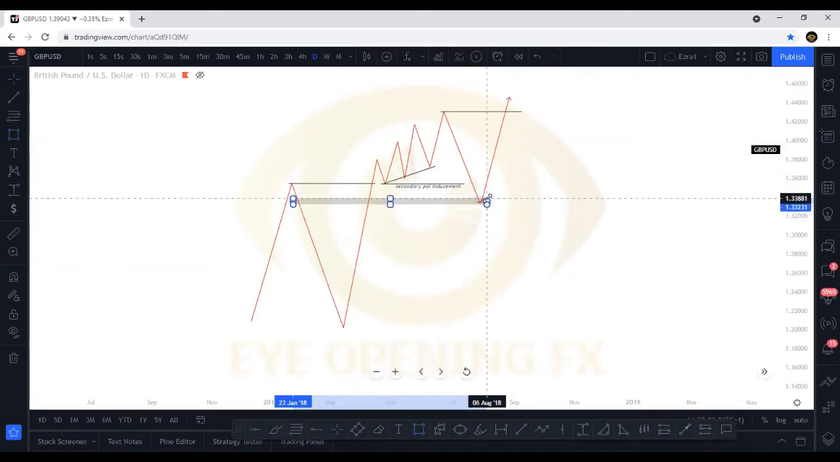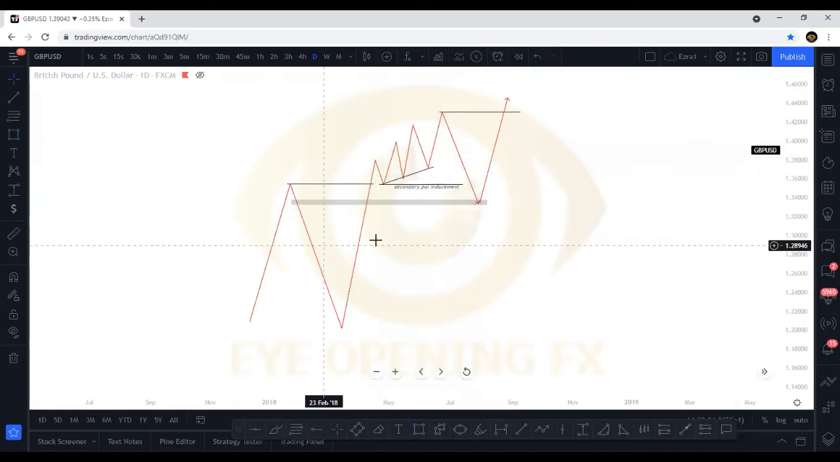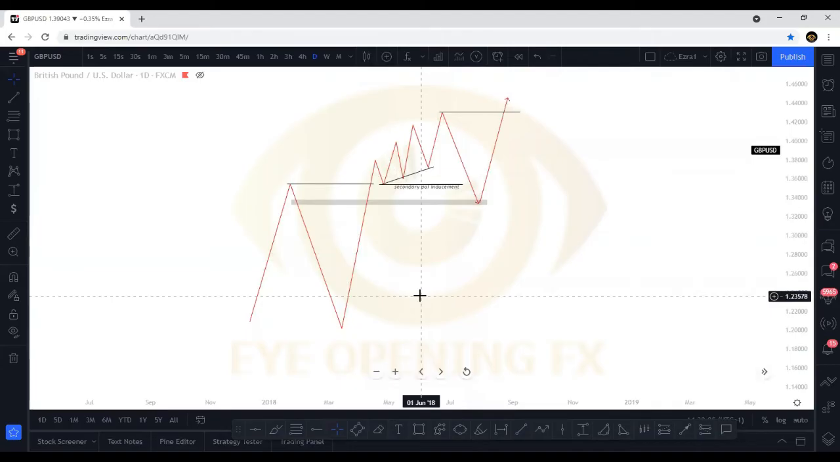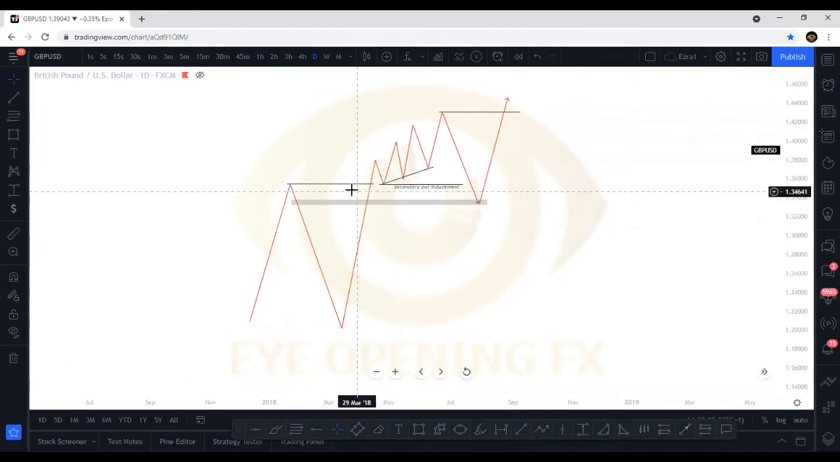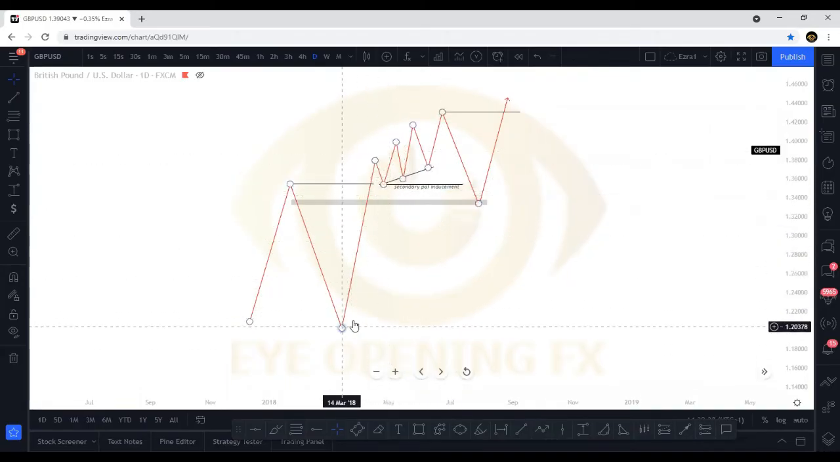Here is where you look for a breaker or reclaim block to join the buy move. So this is what we call secondary inducement. The primary point of interest is what we call primary inducement.